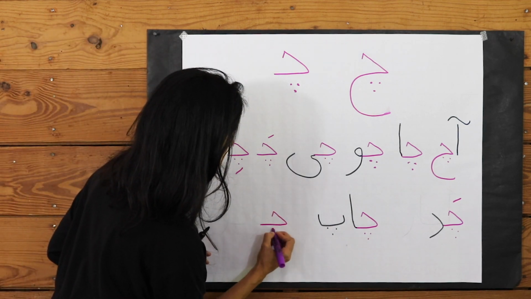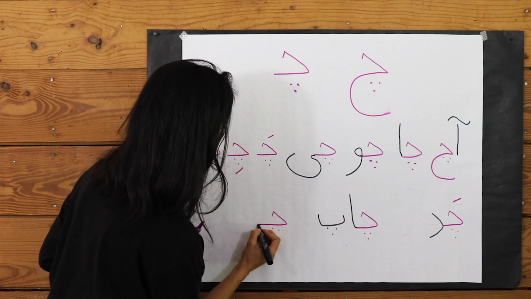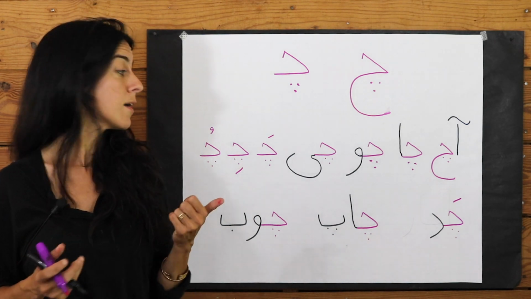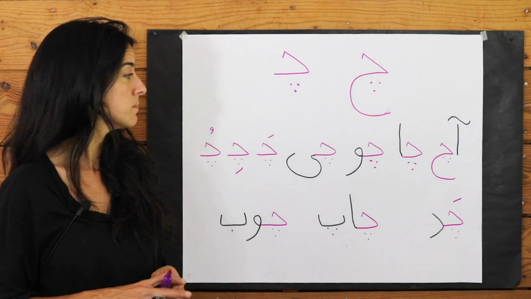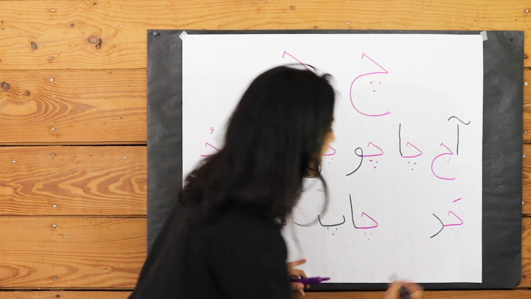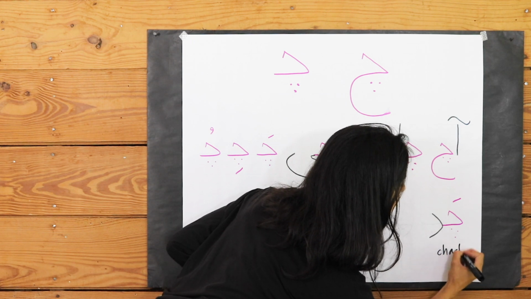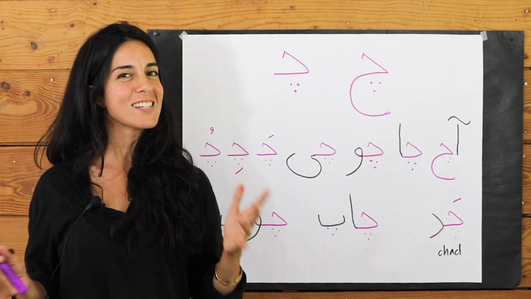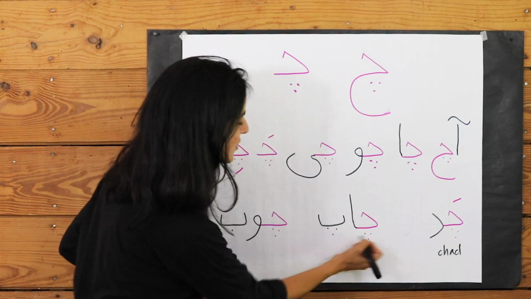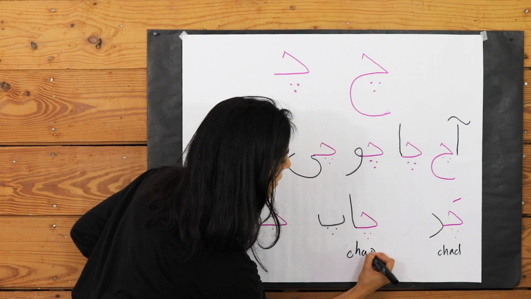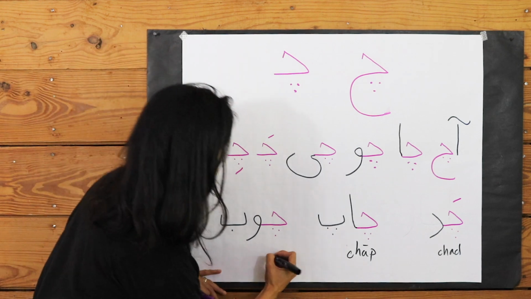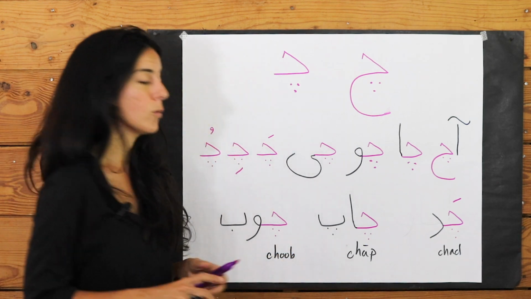And another very important word, the word for wood is choob, choob. So again, Chad, not a Persian name, but a very important member of our team. He's behind the scenes, but he does half of the work. Chop is printing, and choob is wood.